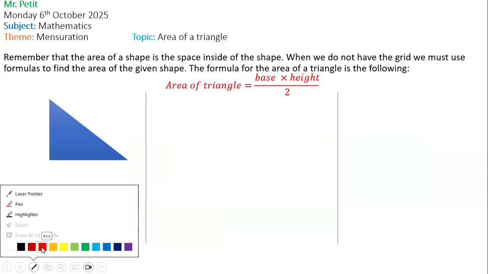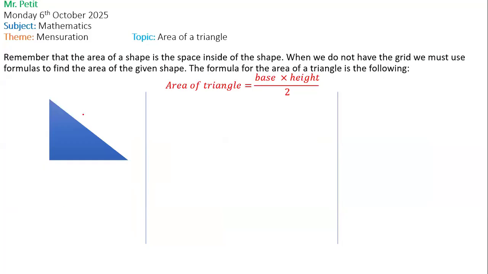Let me label this, let me give you the numbers. Let's say that this is 10 centimeters. This is 8 centimeters. Let's say that this is 4 centimeters. And let's say that this is a right triangle because it has this box.